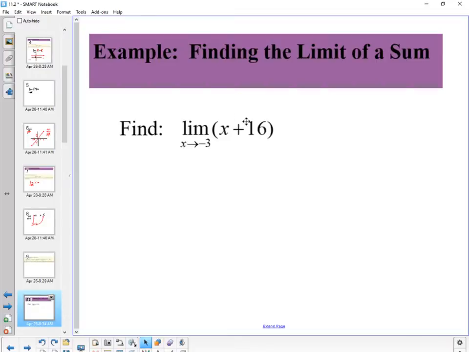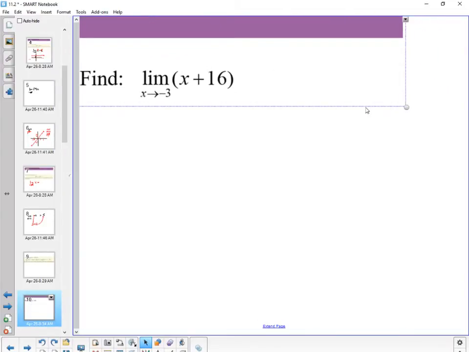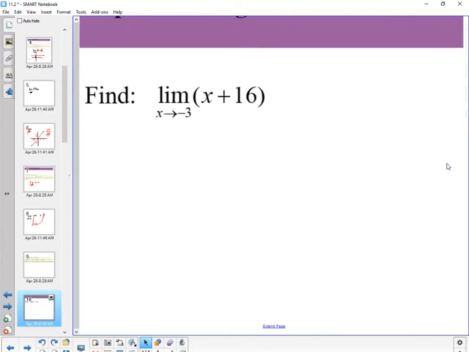So, what is the limit of this bad boy right here? Instead of negative 3, is it 13? What's the limit here? Miss Campbell, what is the limit here? Joseph?